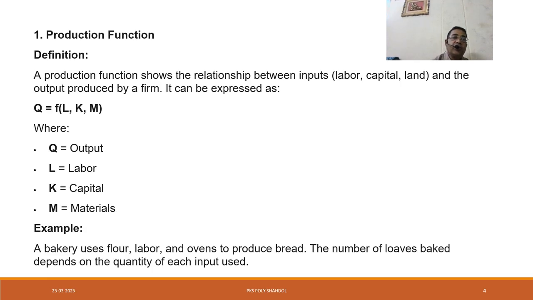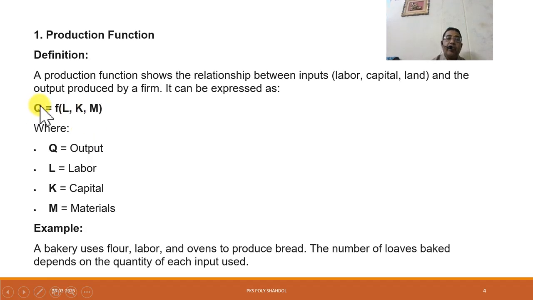So production function, first of all we have to introduce the definition. The definition says a production function shows the relationship between input, meaning labor, capital, land, whatever comes under the process is the input, and the output produced by the firm. So production function shows the relationship between the input and output produced by the firm. It can be expressed as Q = f(L, K, M).